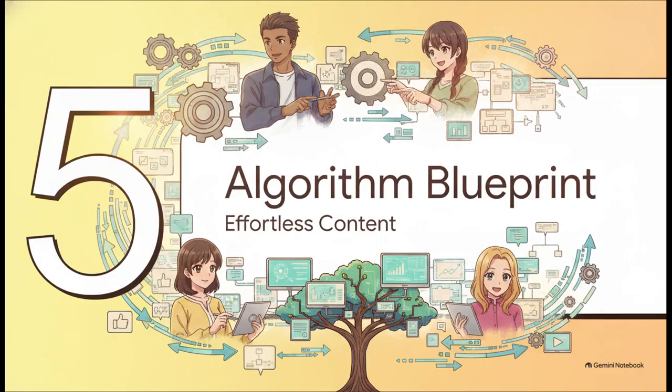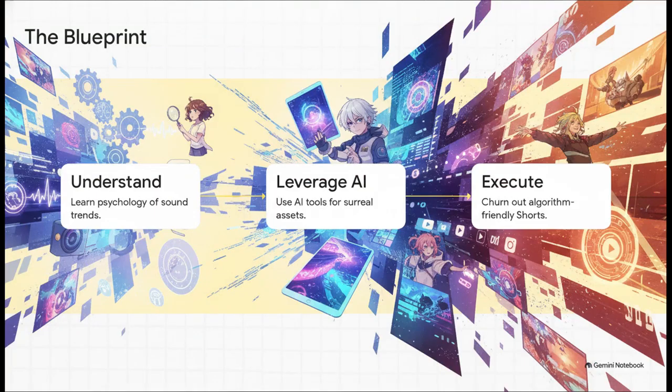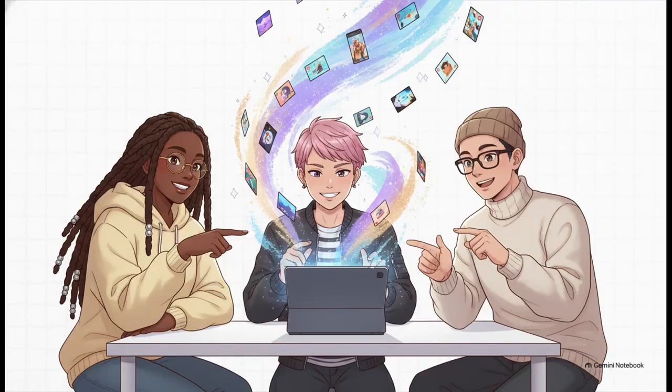And finally, Section 5, your algorithm blueprint, churning out content effortlessly. So here are the exact steps to leverage these tools yourself. Step 1 is observation, really understanding the psychology of why a sound trend is working. Step 2 is application, leveraging those AI image and video generators to build your visuals. And Step 3 is execution, putting it all together to effortlessly churn out algorithm-friendly shorts. The biggest takeaway here is that decoding this golden formula empowers absolutely anyone to recreate this digital success. By demystifying the process, the barrier to entry basically vanishes.